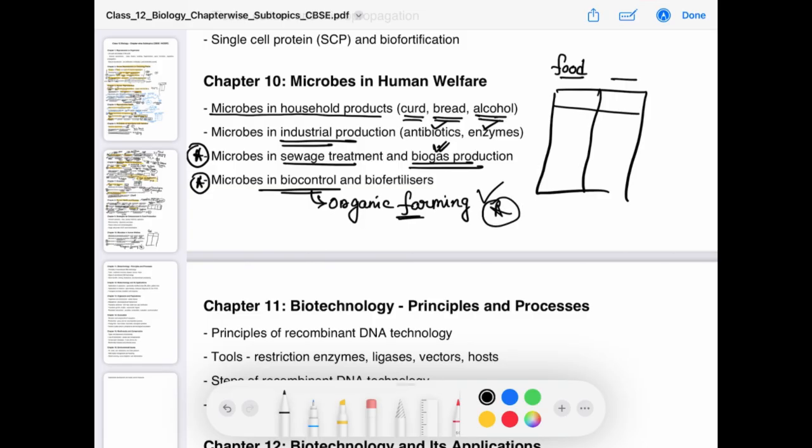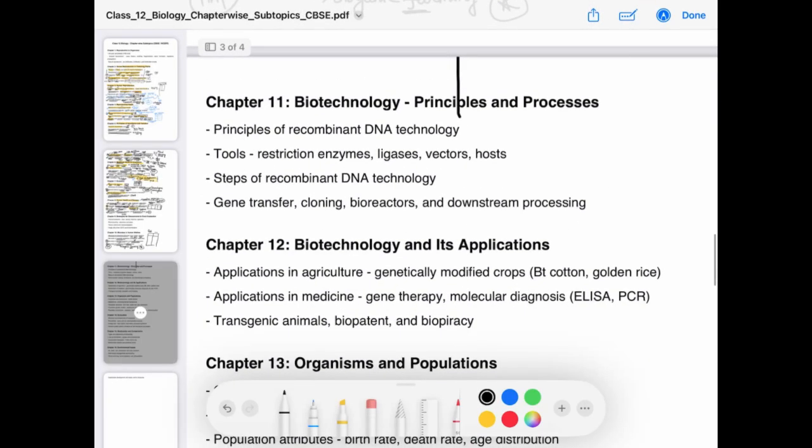So you need to know how microbes play a role in biocontrol, and how they act as biofertilizers. Okay, so this part is also very much important, as it is relevant for our real life. So that is why. Next is biotechnology principles and processes, right?